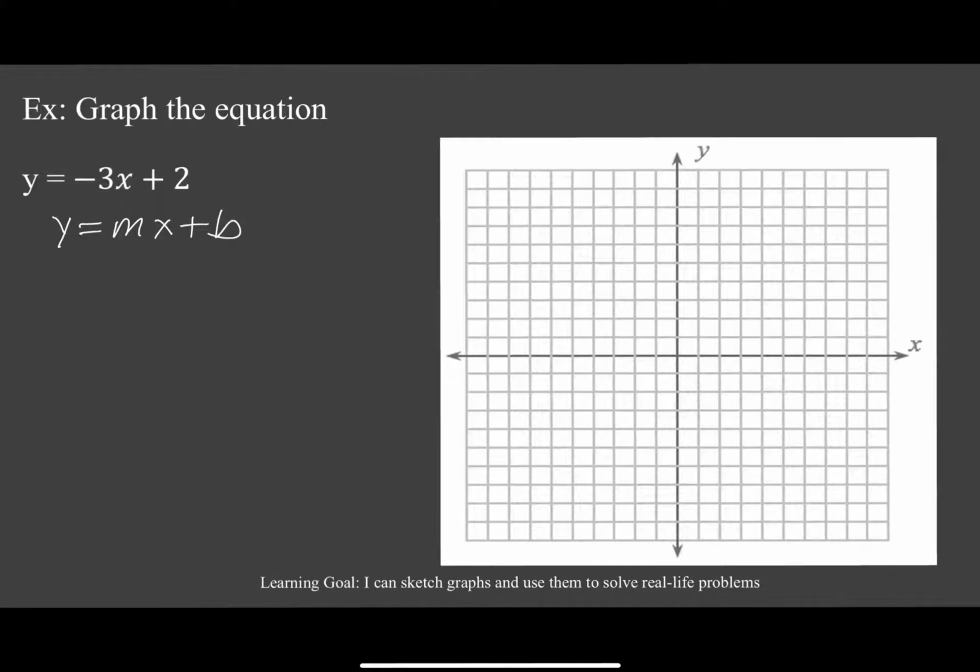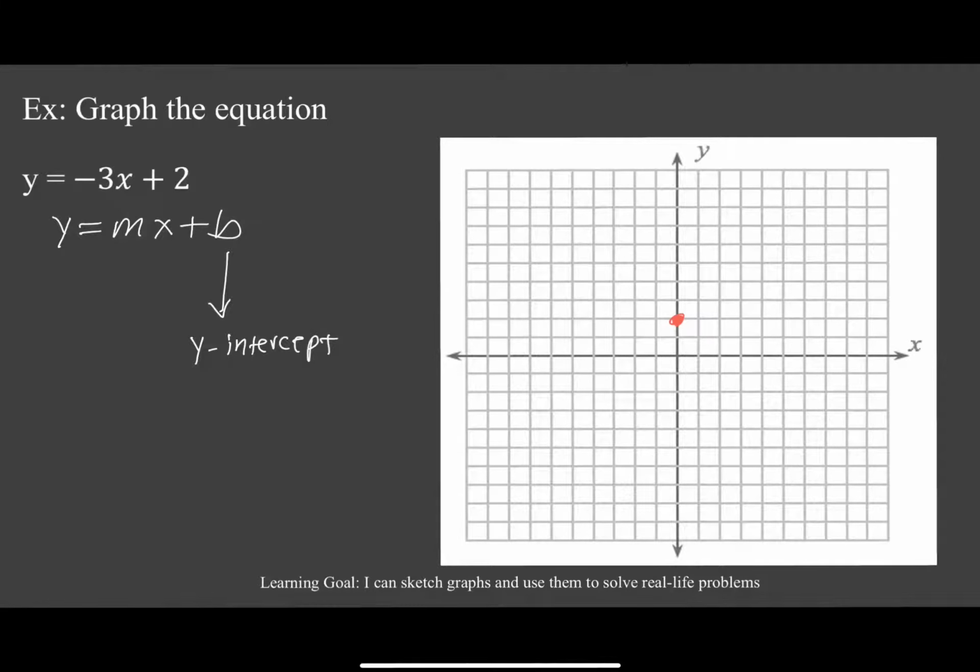If you recall using this in your algebra classes, we always start out with this b value, which is the y-intercept, which in this case is 2. So that means on our y-axis, I'm going to go ahead and place a point at 0, 2.